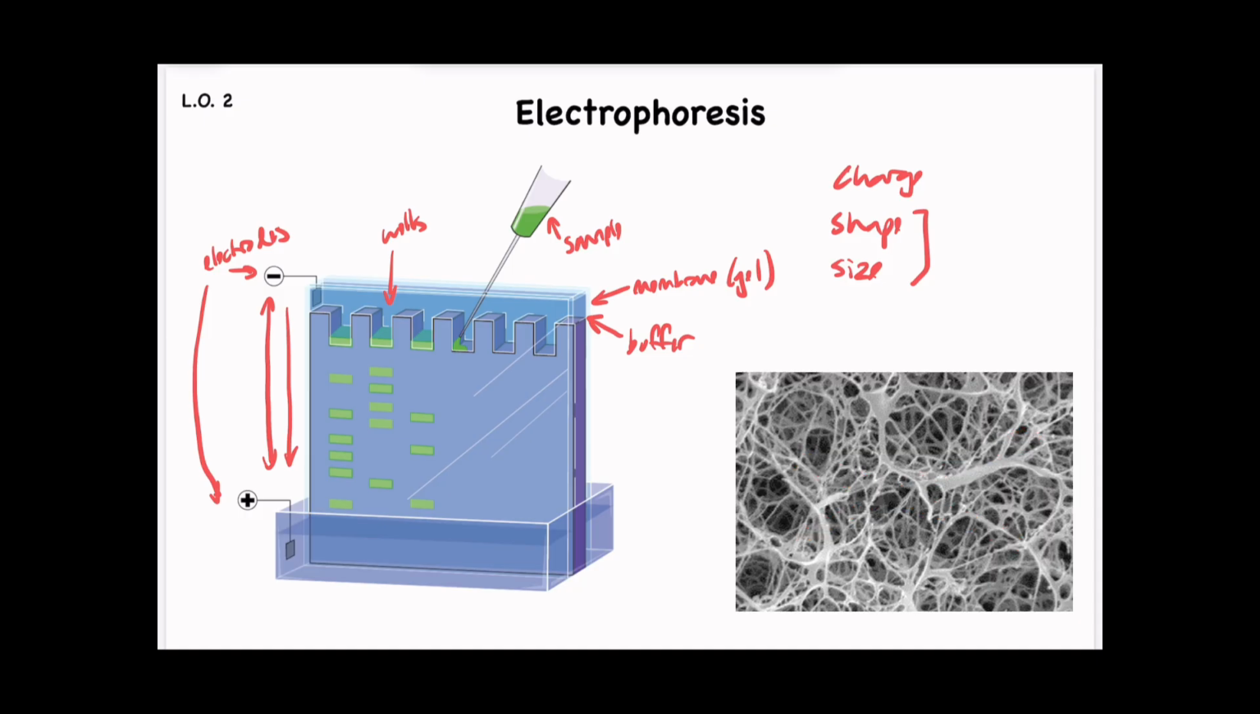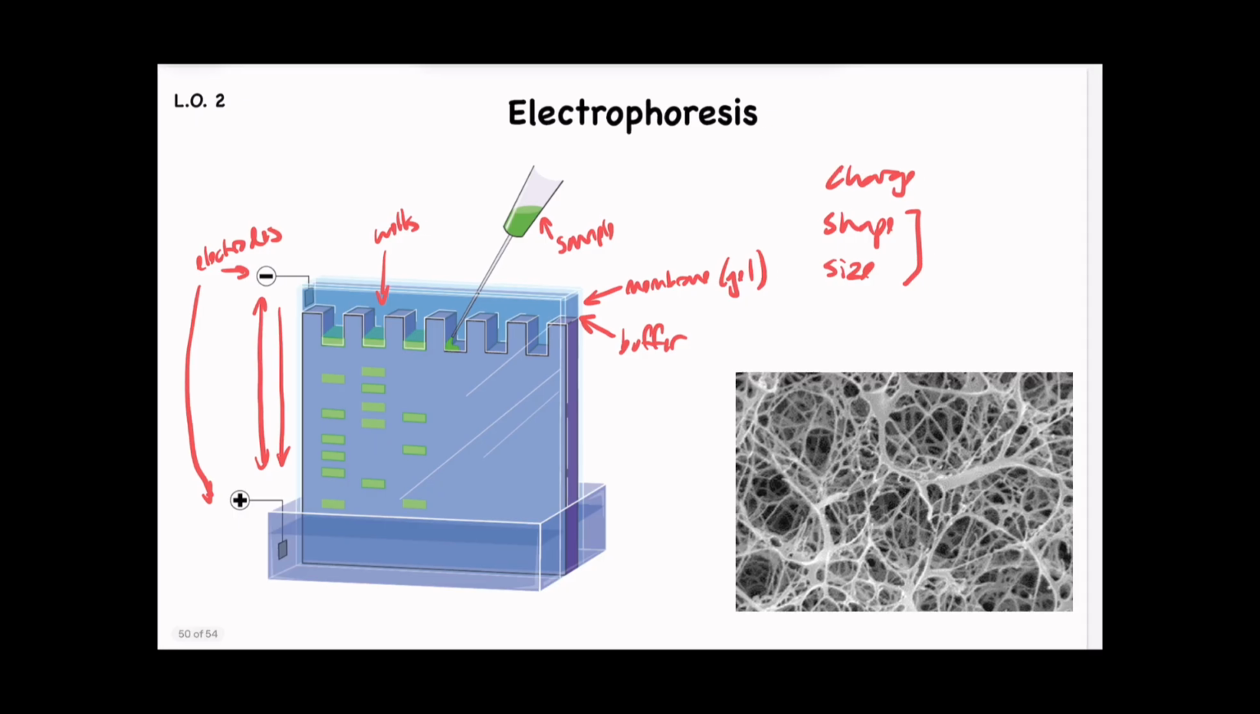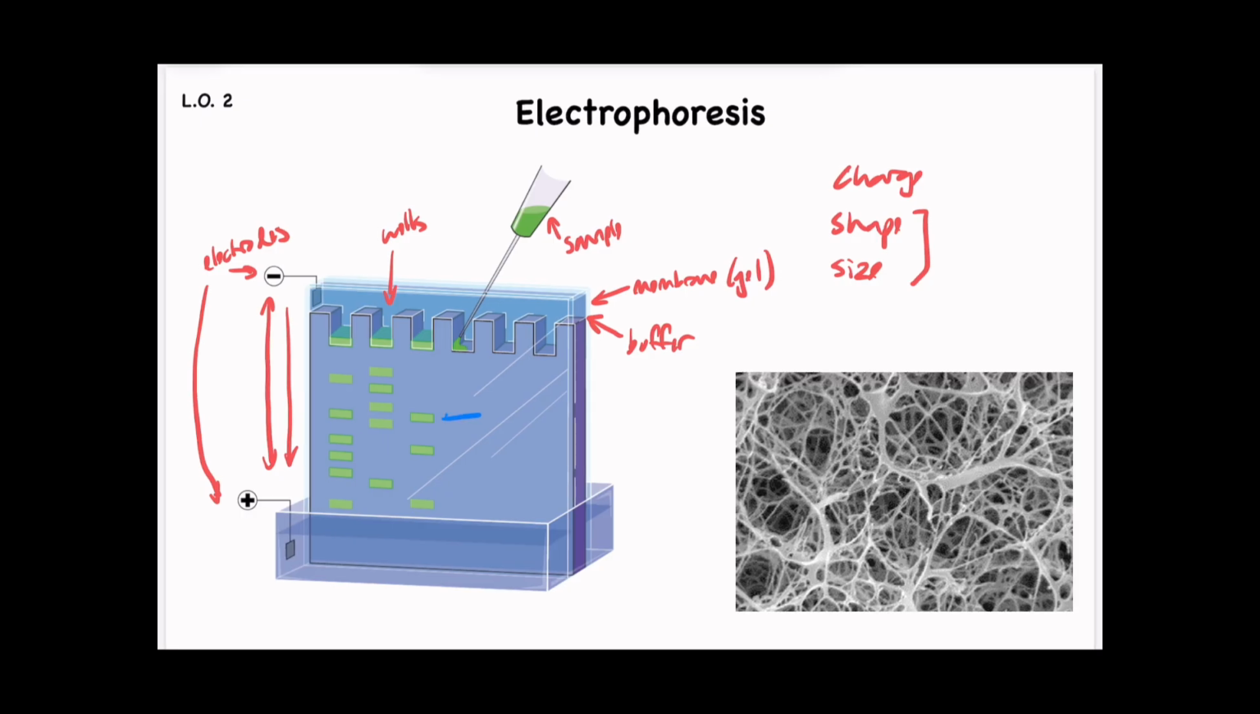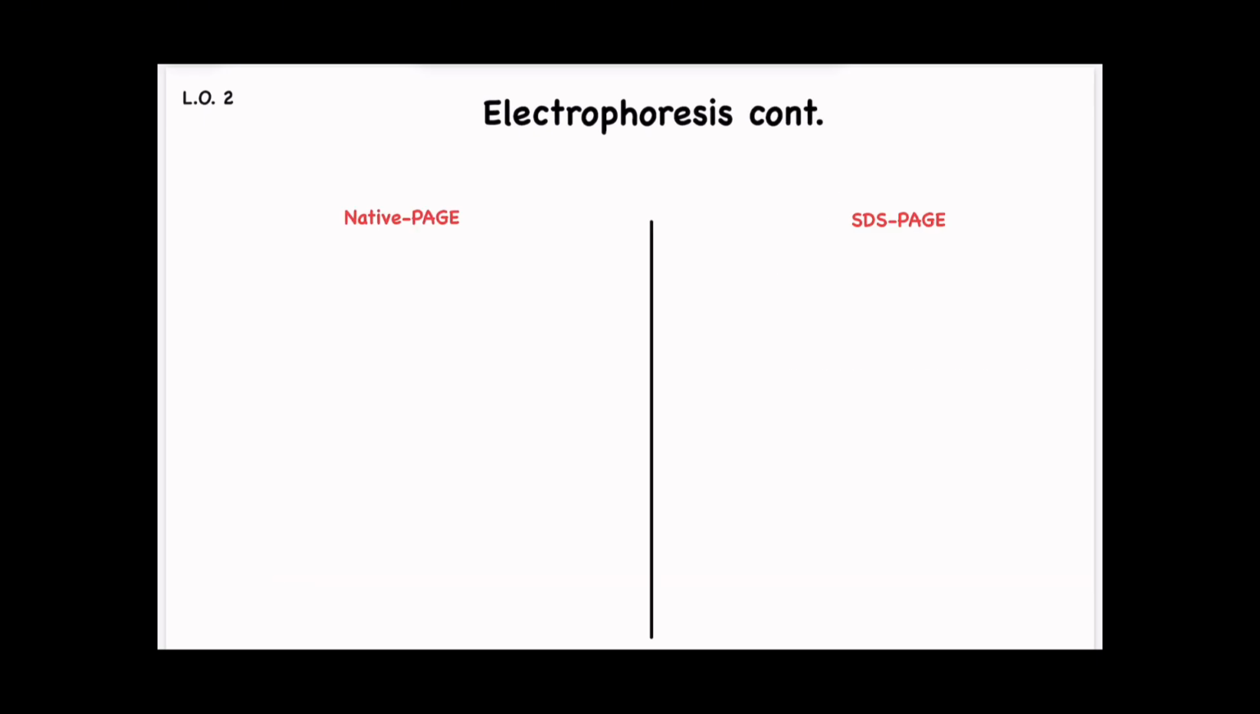And so now you can see why proteins with larger size, larger shape, are going to end up higher on gels. And proteins with smaller size, able to navigate through these large holes, are going to end up lower on gels. And so electrophoresis utilizes charge, shape, and size of proteins to separate them based on these physical properties. So let's dive into that a little bit more.